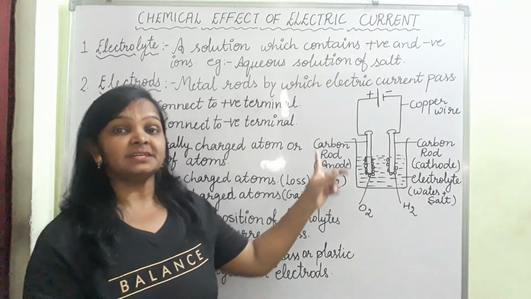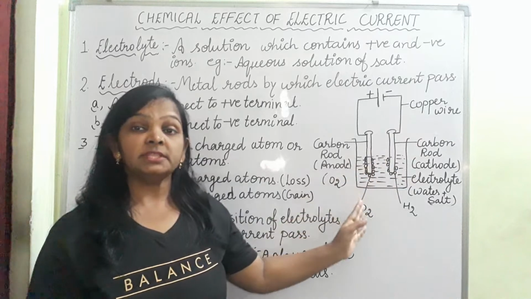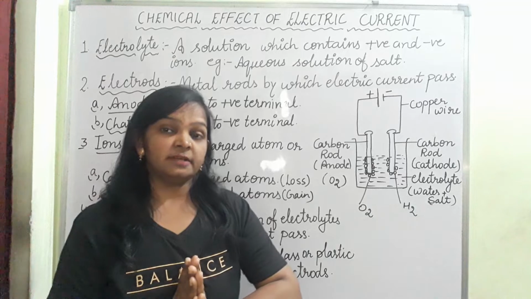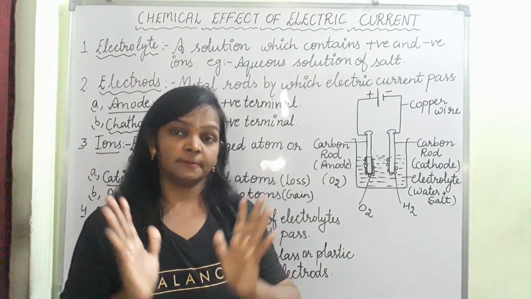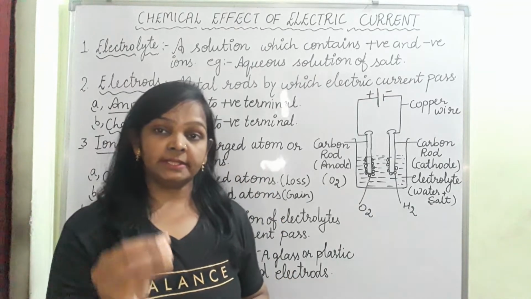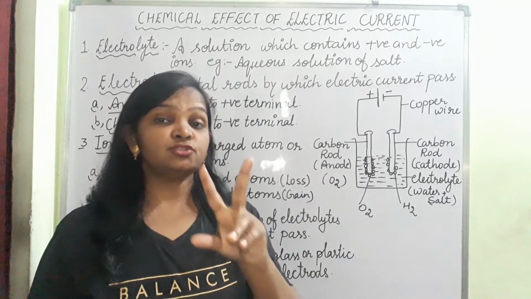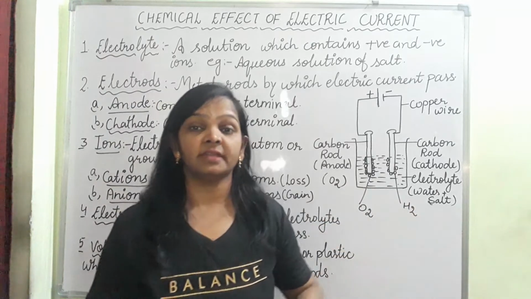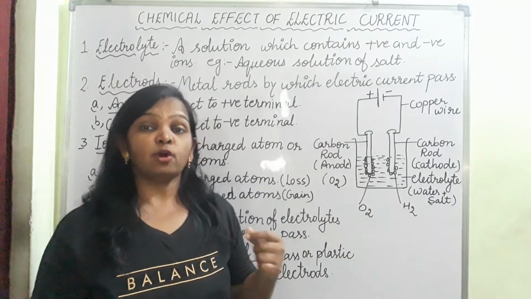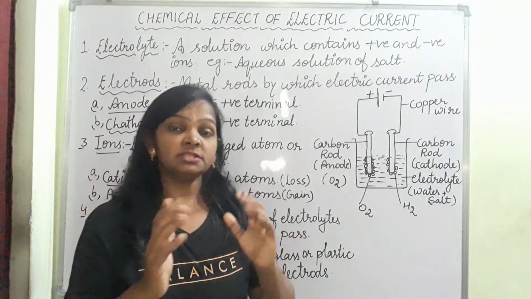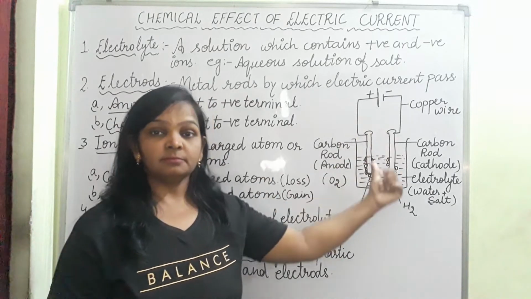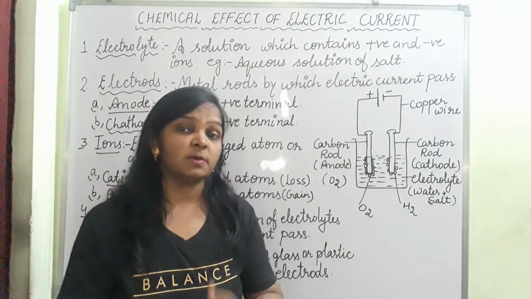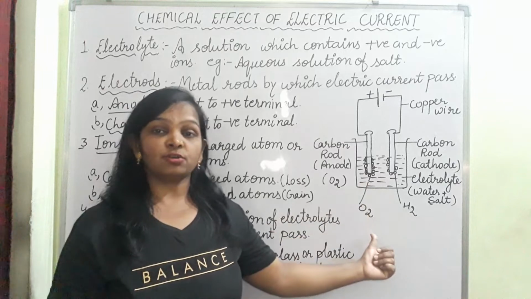So when we pass the electric current in the electrolyte solution, decomposition of the electrolyte solution occurs. After the decomposition of the electrolyte, two gases are released. One is oxygen gas and another is hydrogen gas. Oxygen gas is collected on the positive rod, meaning on the anode, in the form of bubbles. So these bubbles are oxygen gas.